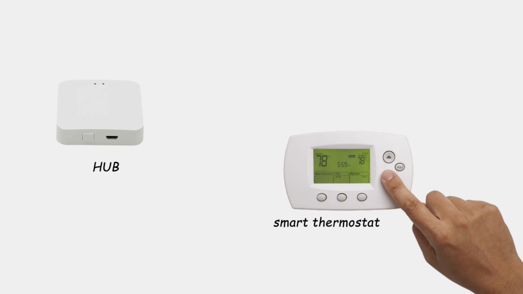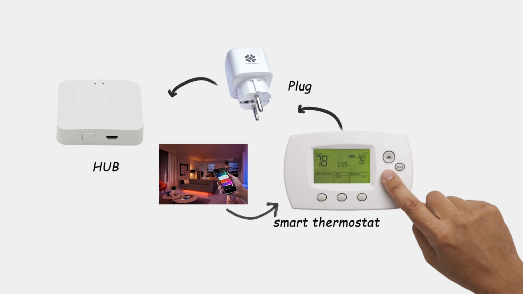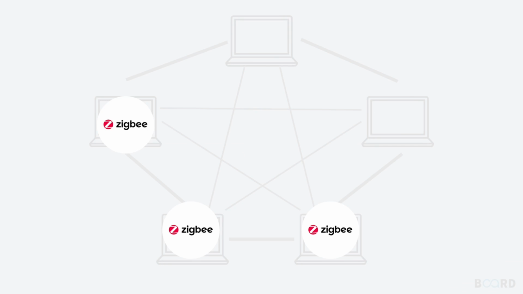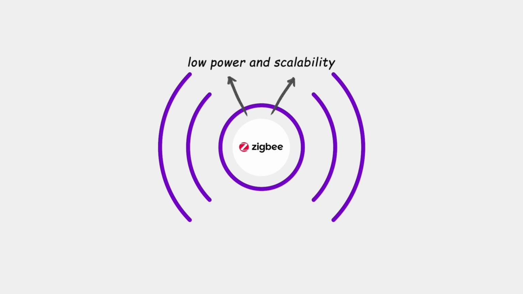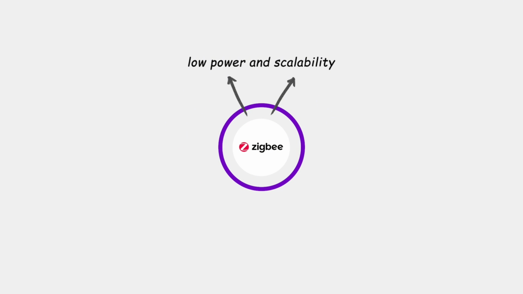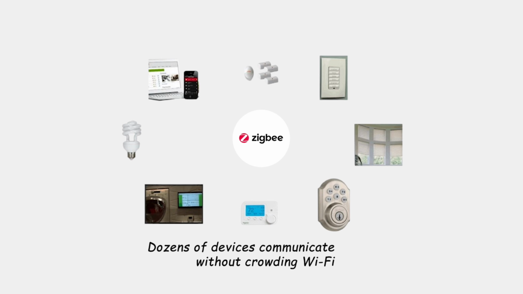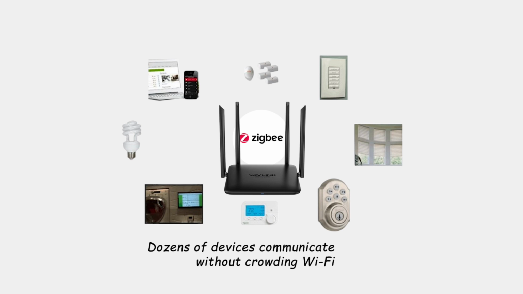For example, if your smart thermostat is too far from the main hub, the signal might bounce through a smart plug in the hallway and then a light switch in the kitchen to reach the thermostat. That's the mesh at work. Zigbee's strengths are its low power usage and scalability. You can have dozens of devices communicating efficiently without crowding your main Wi-Fi.